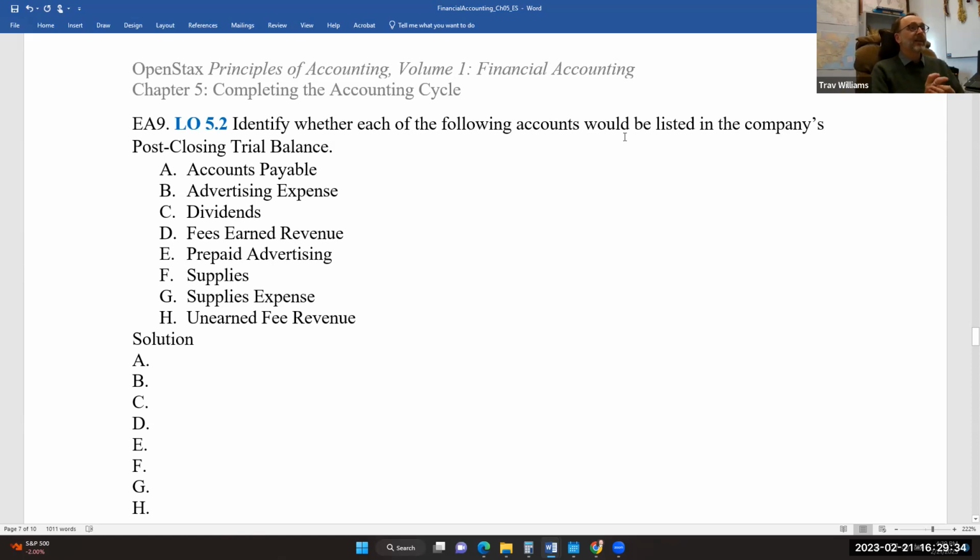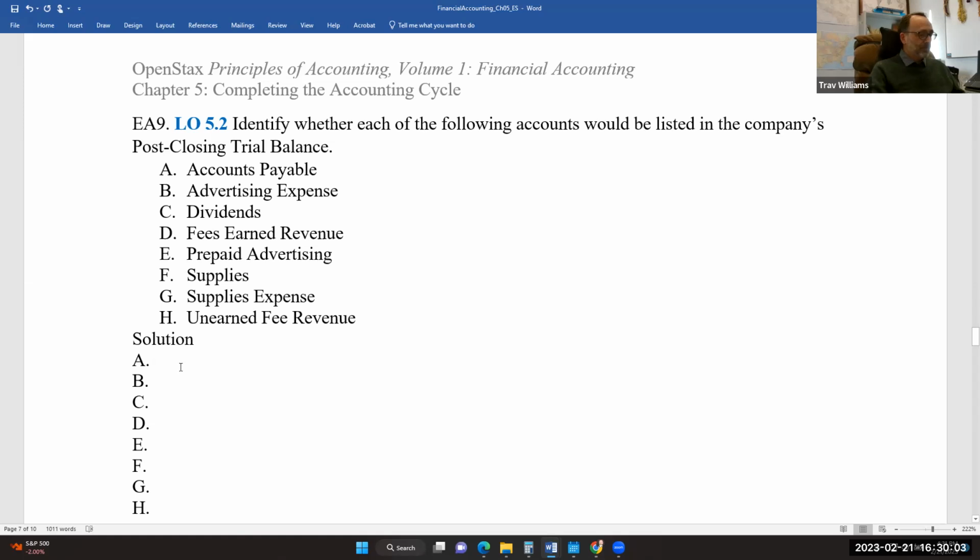This is another way of saying which of these accounts are permanent accounts, because if they're permanent, they would not get closed out and they would show up on the trial balance. If they're temporary, they would have been closed out to 0 and we would not include them because they have a 0 balance. Okay, so the permanent accounts are the ones where we're going to say yes, they would be listed on the post-closing trial balance.